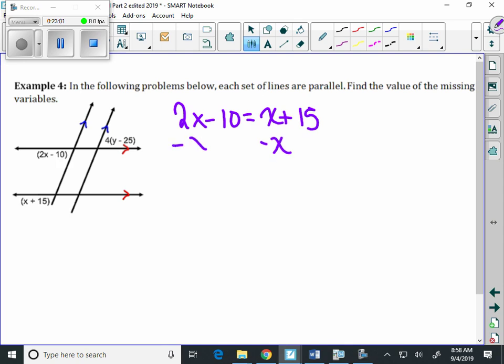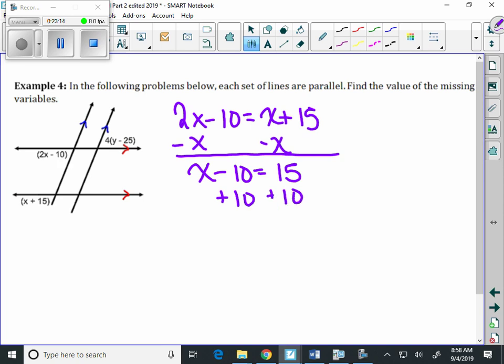Again, solve it the way your Algebra 1 teacher taught you. Let's subtract x from both sides. We get x minus 10 is 15. And then we need to move the 10 over to the other side. So we're going to add 10 to both sides. We get x equals 25.